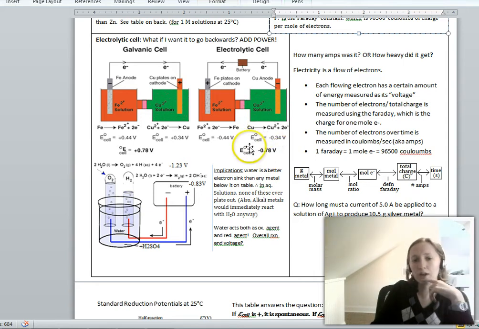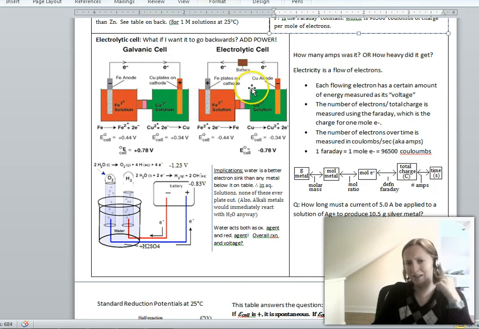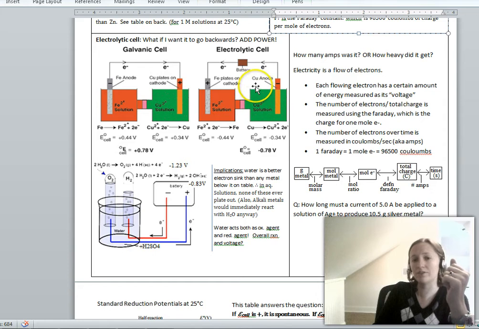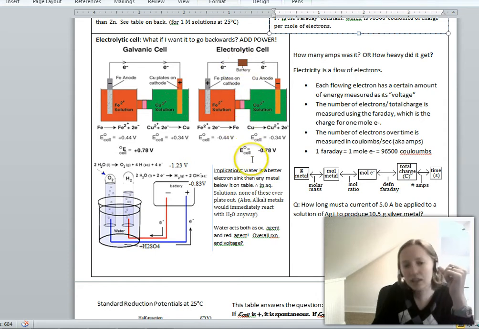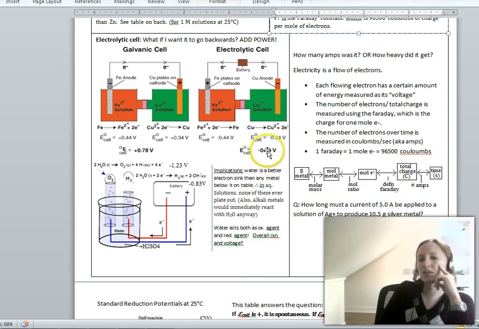That means you've got to put a battery on it in order to make it go, in order to turn it into one where a natural going one is called a galvanic cell. An unnatural one is called an electrolytic cell. So for an electrolytic cell, you're going to have to power it with a battery that gives you a voltage of at least 0.78 volts, because you need to overcome this negative value.